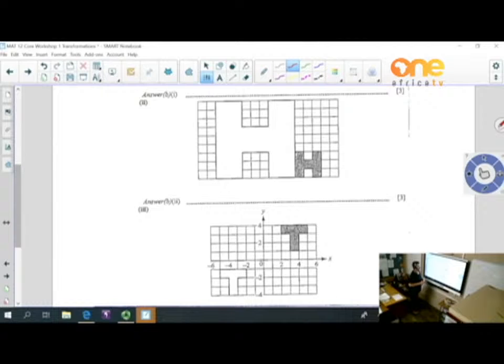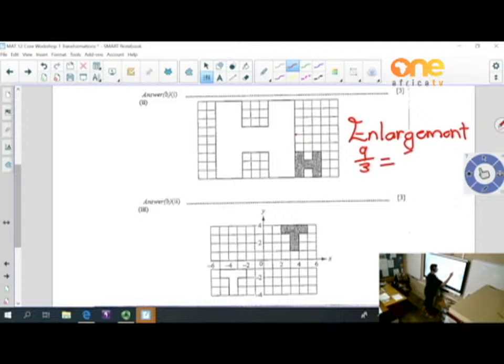The next question is obviously an enlargement. And there we have to give the center and the scale factor. Now we can see this one is 3 blocks here, and this one is then 3, 4, 5, 6, 7, 8, 9. So it means 9 over 3 gives you a scale factor of 3. The scale factor is 3.